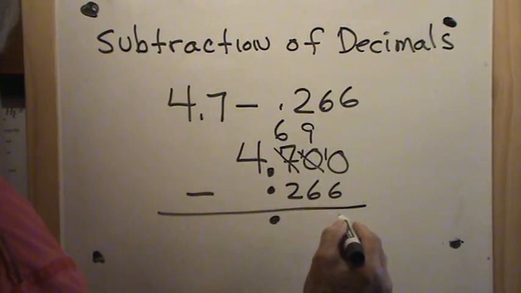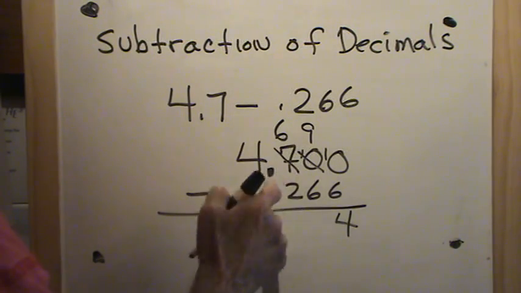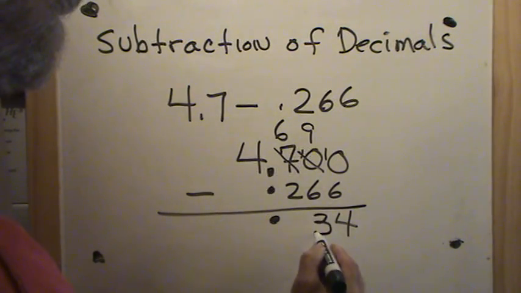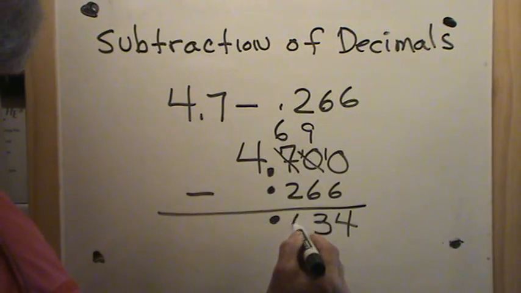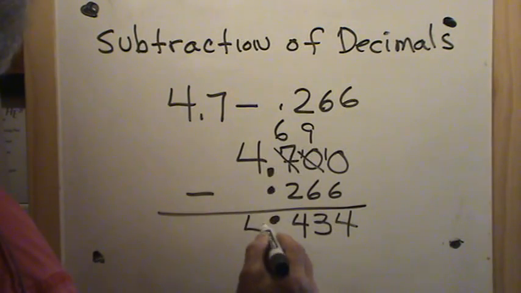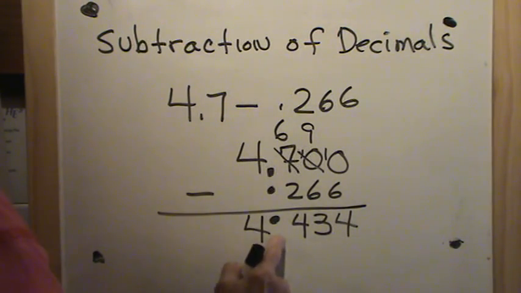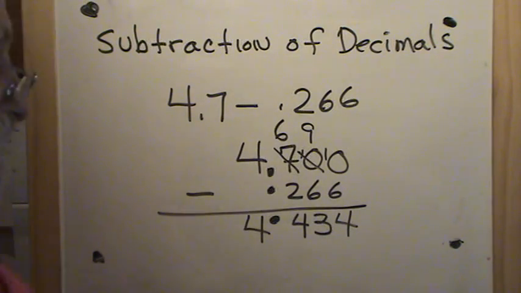10 take away 6 will give me 4. 9 take away 6 will give me 3. 6 take away 2 will give me 4. 4 take away 0, or nothing, would give me 4. So my answer is 4 and 434 thousandths.